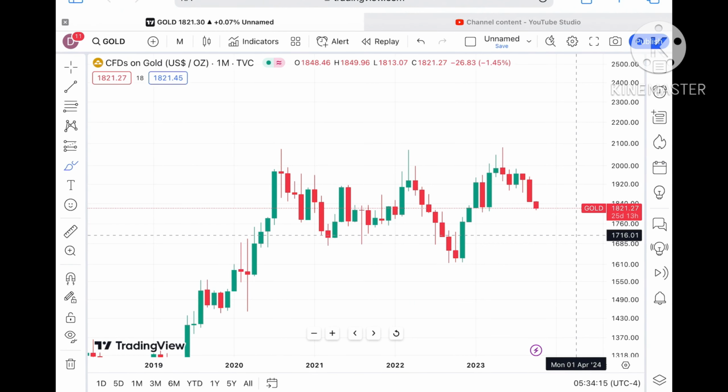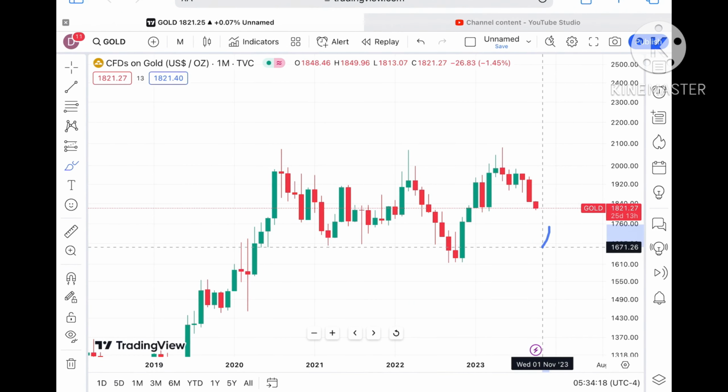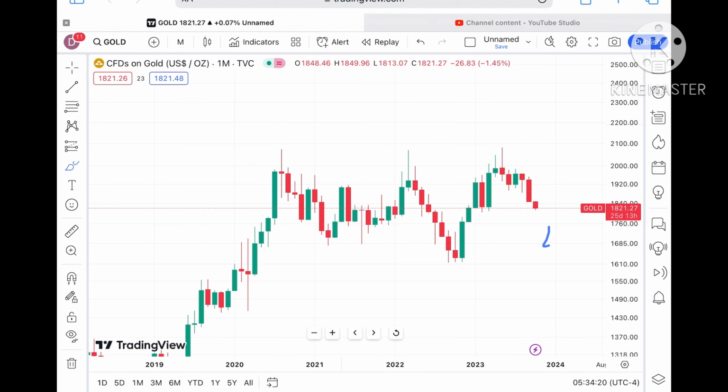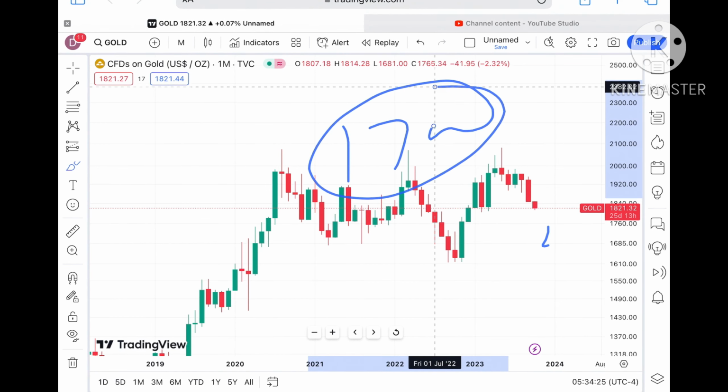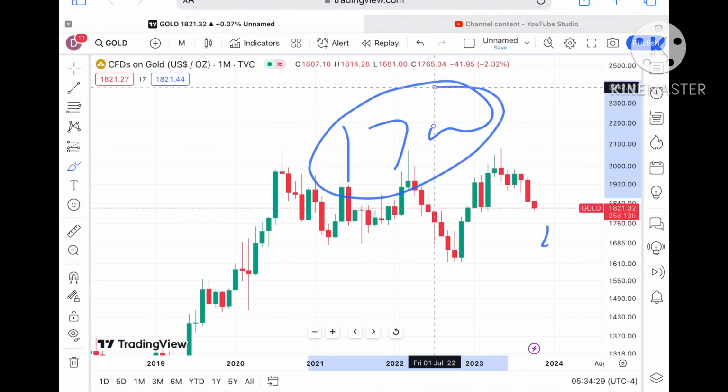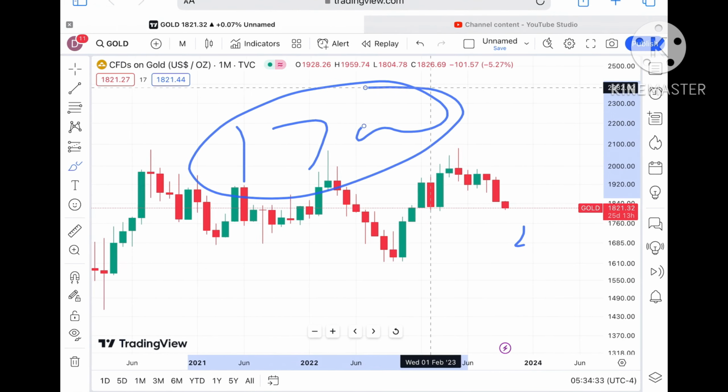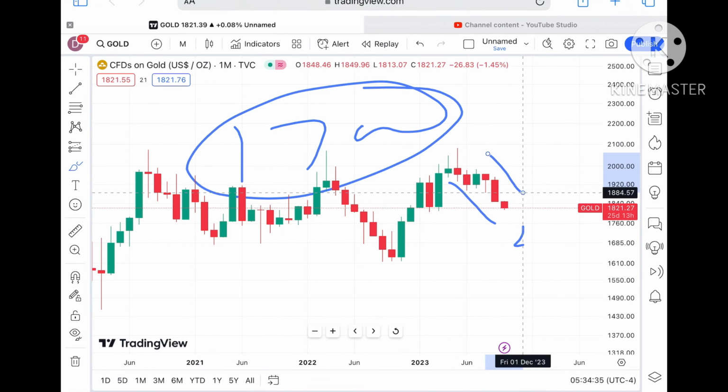Now understand something. Once it moves below 1738, there is a higher chance that it can move further low towards a level of 1700 and then further down. Understand something, that the market is always uncertain. If you are thinking that the market will go as per you, it will not. What you can see on the chart is the real thing.